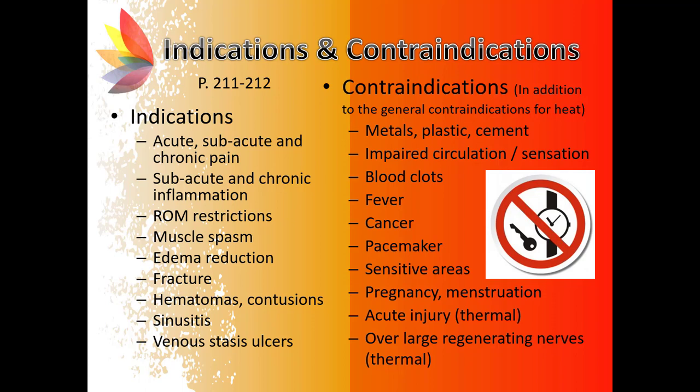The contraindications for shortwave diathermy, in addition to the general contraindications for heat, include metals, plastics, and cements, impaired circulation or sensation, blood clots, fever, cancer, pacemaker, sensitive areas, pregnancy or menstruation, acute injury if you're using it thermally, or the use of diathermy over large regenerating nerves, also a thermal application.